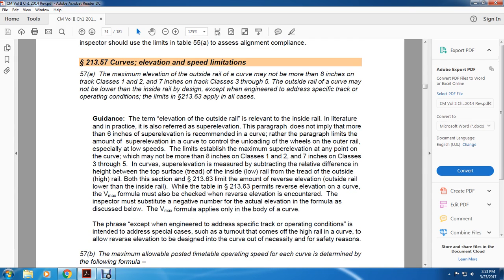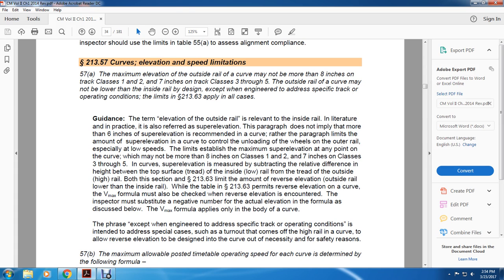Alright, guidance. The term elevation of the outside of the rail is relative to the inside rail. The literature of the practice refers to this as super elevation. The paragraph does not imply that more than 6 inches of super elevation is recommended in the curve; rather, the paragraph limits the amount of super elevation to control the unloading of the wheel on the outer rail, especially at low speed. The limit establishes the maximum super elevation at any point of the curve, which is no more than 8 inches in class 1 and 2 and 7 inches in class 3 through 5.